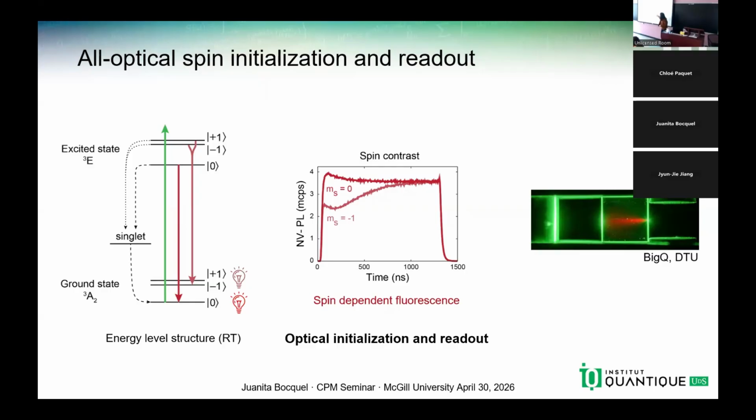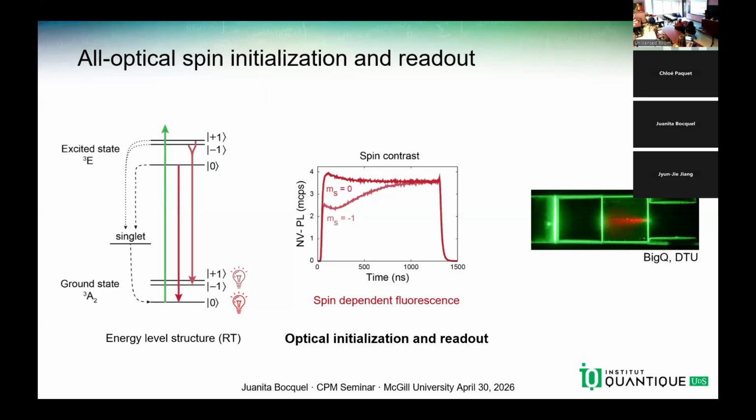And for the first -1 state, this rate is actually about 8 times higher. And these bring about two things. So if you look at this graph, here you have the photoluminescence as a function of time as you start shining a green light on the system.